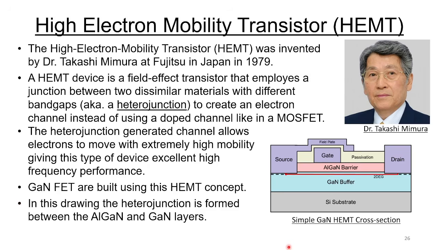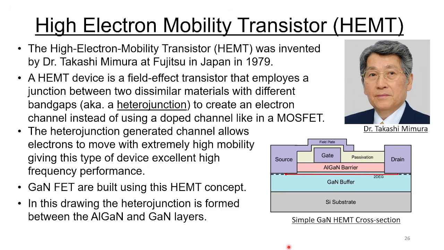So now that we have a way to build the crystal structure, let's talk about the devices themselves. And these are called high electron mobility transistors. So the high electron mobility transistor, or HEMT, was invented by Dr. Takashi Momura at Fujitsu in Japan in 1979. A HEMT device is a field effect transistor that employs a junction between two dissimilar materials with different band gaps, aka a heterojunction, meaning a junction formed by more than one material.